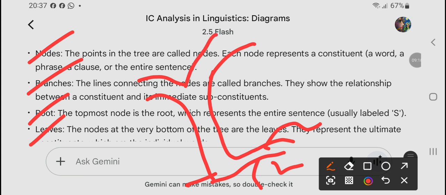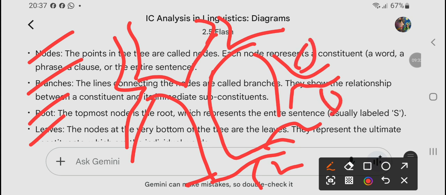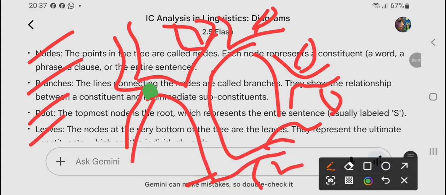Branches, right? Then again branches, right? Then again branches. Okay, then again it is in branches, right? So these are the branches. This is the root, right? And in branches there are leaves. Okay, these are the leaves. So what are the nodes? This is a node, this is a node, this is a node, right? This is the root.